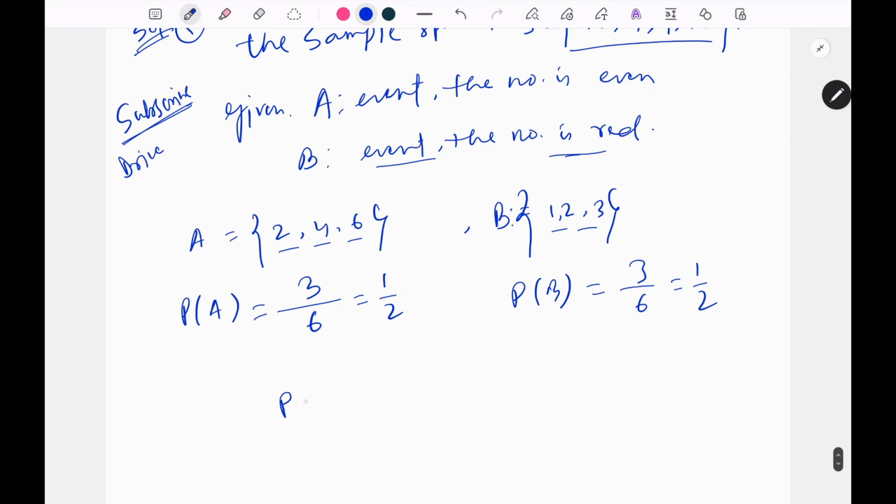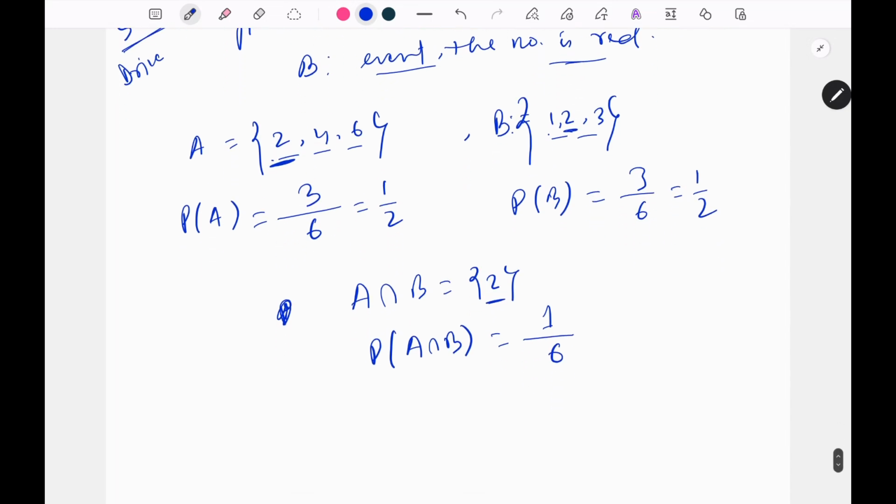Now what is A intersection B? We have to find the A intersection B. A intersection B is only 2. See, 2 is here, 2 is here. So only 2. So what is probability of A intersection B? Probability of A intersection B will be, how many numbers are there? 1, only 1, and total is 6. So 1 by 6.